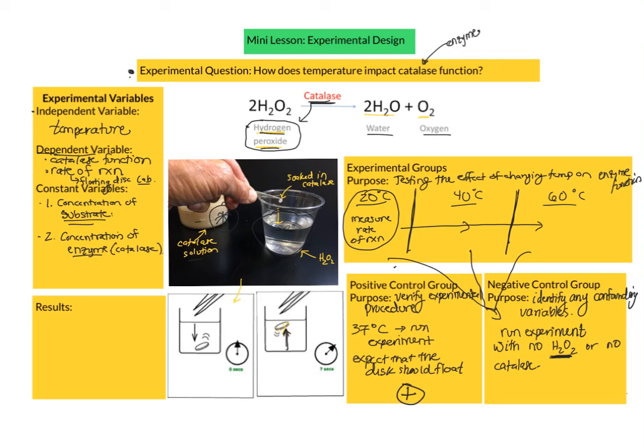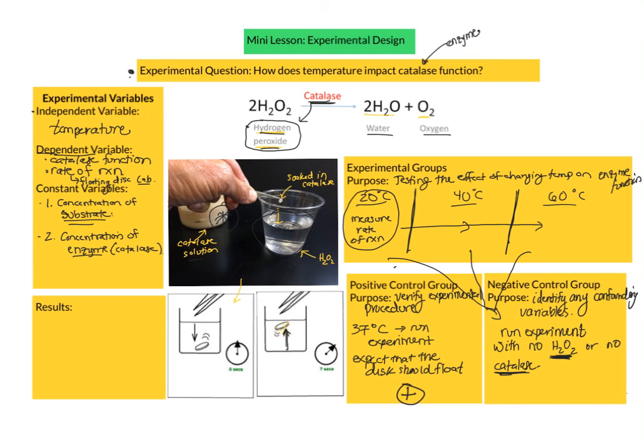Right? If it does, that means something else is going on that's causing the disc to float up, other than what I am intending, which is to measure catalase function. Right? So no hydrogen peroxide, or let's say instead of catalase, you dipped the paper disc into water and then dropped that disc into hydrogen peroxide. You should see that disc sink to the bottom. It should not float back up. Right? If it does, there's something else that you haven't accounted for.